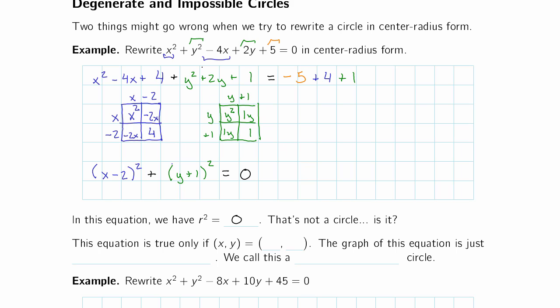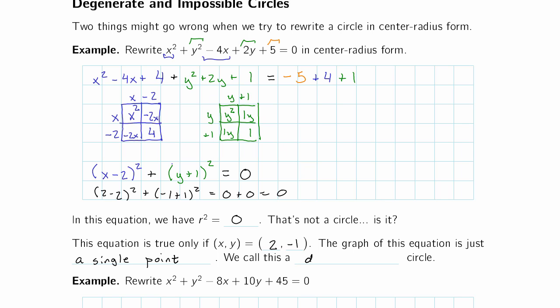The only way this can be true is if we're right at that point at the center. If x is 2 and y is negative 1, because if we actually plug that in, 2 minus 2 squared plus negative 1 plus 1 squared, that's 0 plus 0 really is 0. But nothing else is going to work. If I put in any other numbers for x and y, I'm going to get something bigger than 0. The graph of this equation is just a single point.